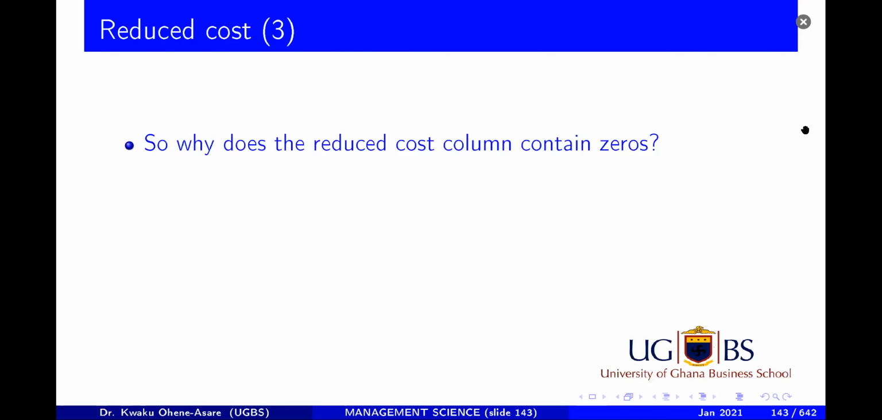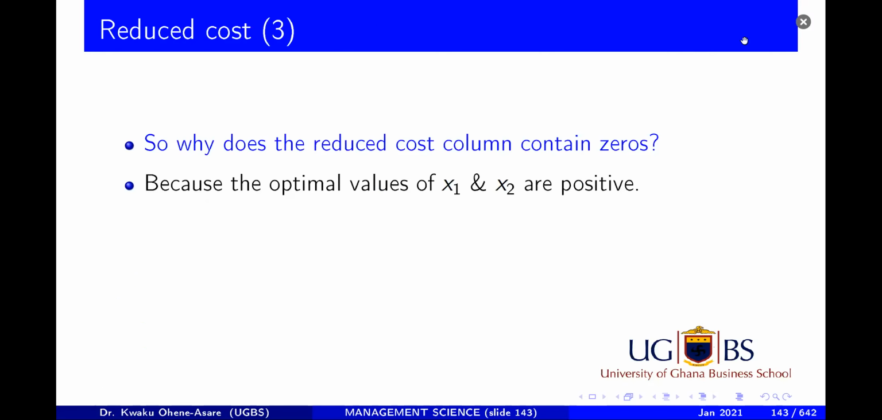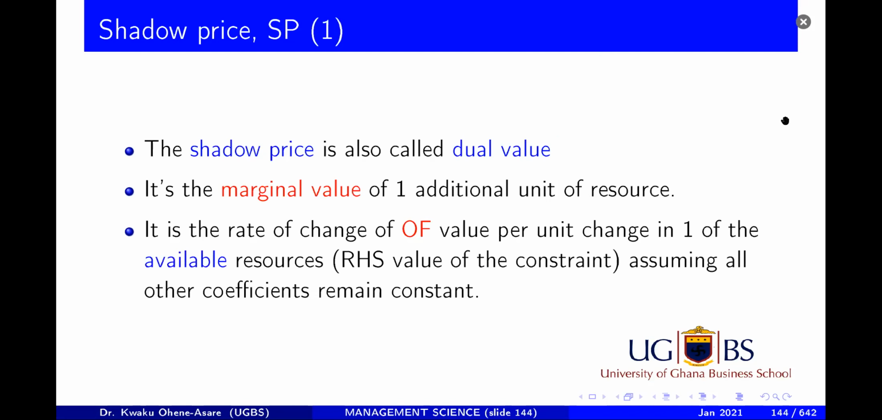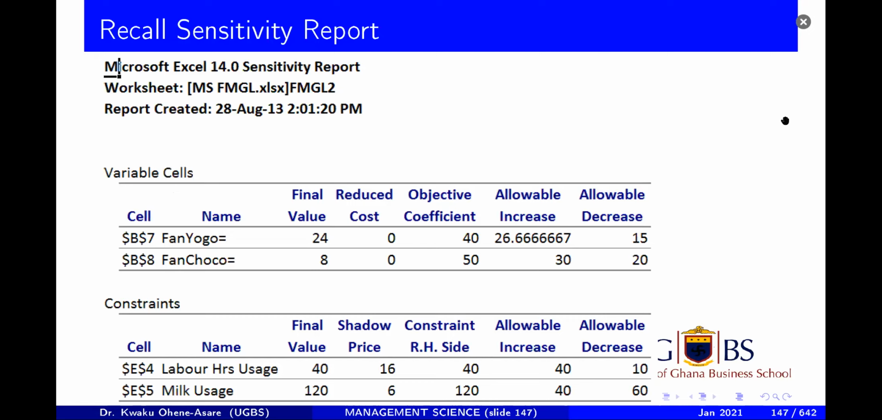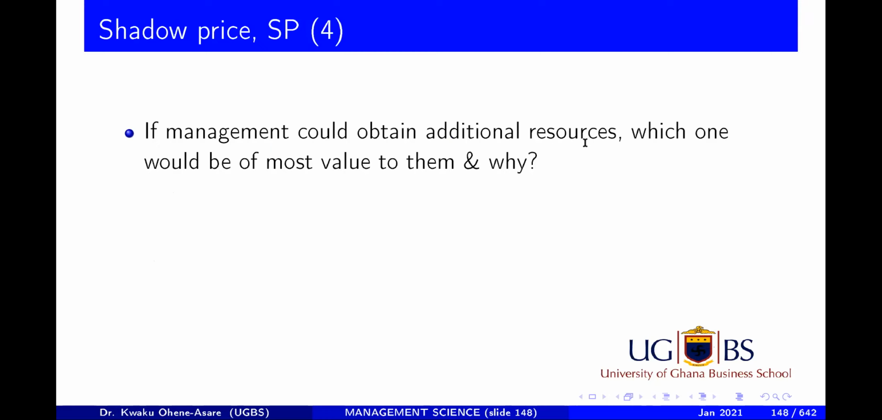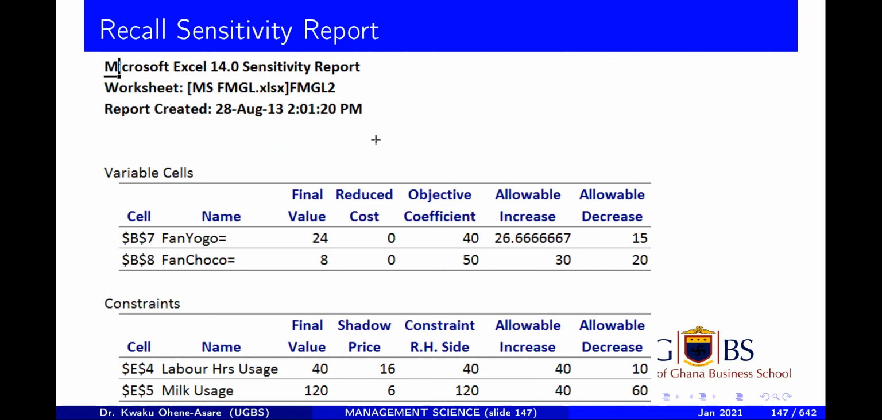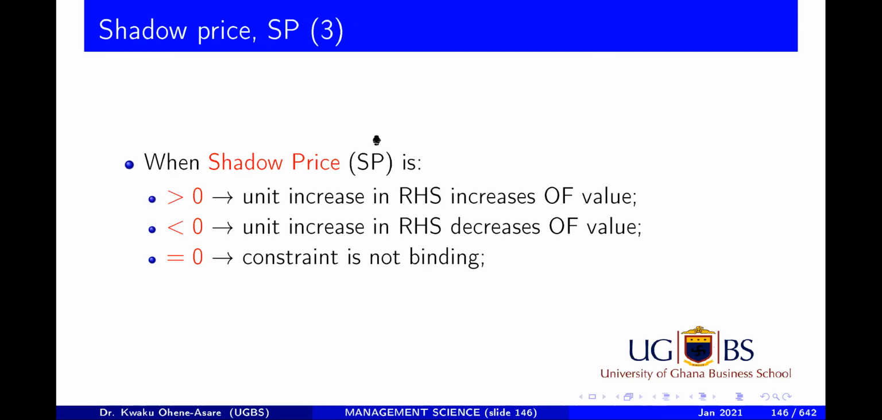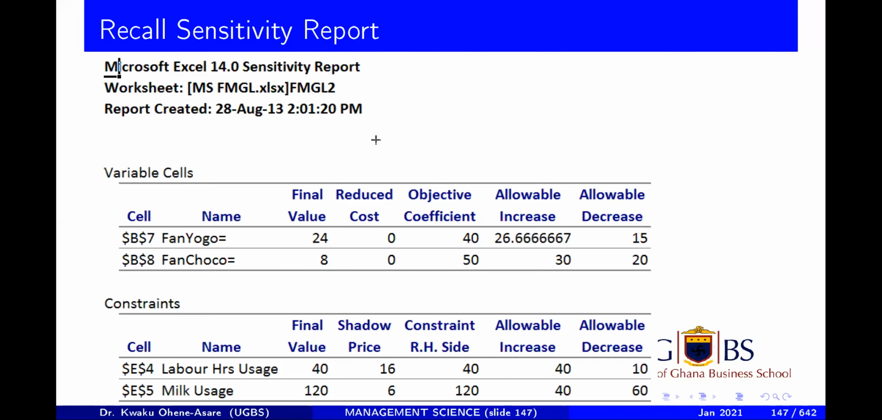So there are some questions that sometimes you have to appreciate here. Now, what's a very tricky question in all of these examples I've been giving you? I have 2 questions. One of them is this. If management could obtain extra resources, which one would be of most value to them and why? If management were to get another kind of resource, which one of the resources that you see here will be of most value to them and why?